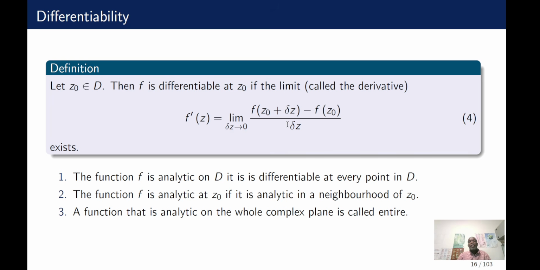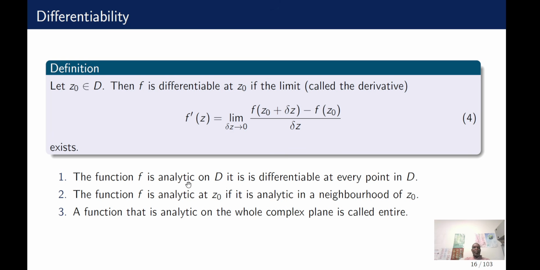You join two points, z and z naught, and you approximate the gradient of that line. So this is just like the change in y over the change in x. So it's basically the same. So if it is differentiable at every point in the domain D, then you say the function is analytic.